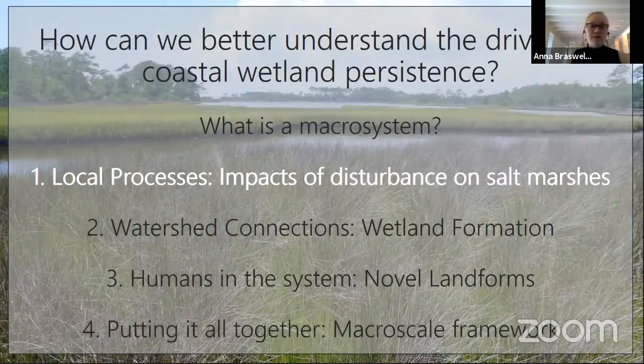Okay, that was a mouthful about macrosystems. I am now going to talk about a study that I did looking at the local scale processes within a salt marsh along the Gulf Coast and the impacts of disturbance on that marsh.